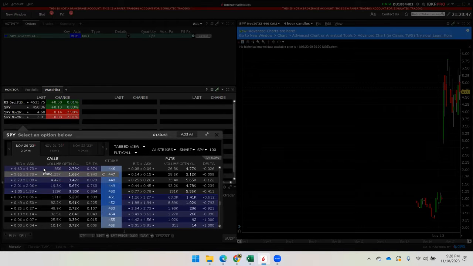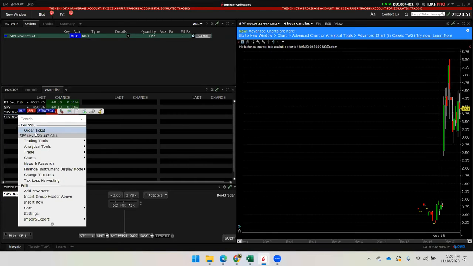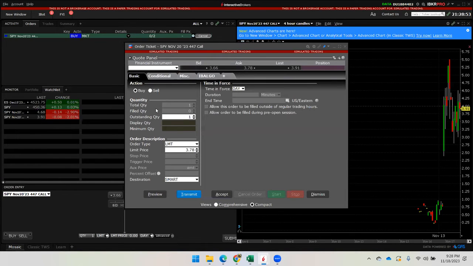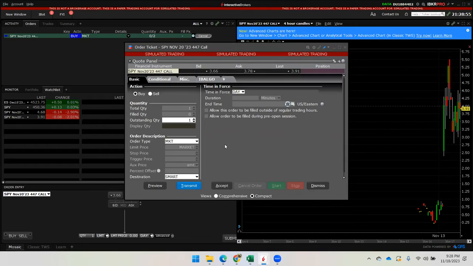So let's say we want to use this right here. Then once you load it, just right click and hit the order ticket. So when I use SPY, I like to use market orders to fill me right away because the bid and the ask spread is not that bad. So make sure you are using liquid options.